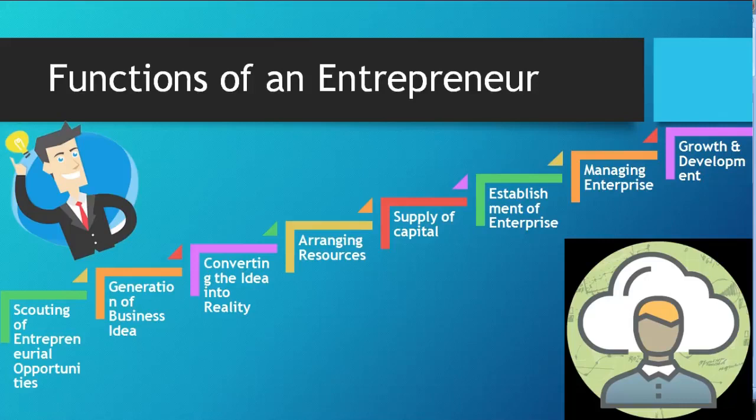The next step is supply of capital. In several cases, entrepreneurs start business enterprises with their own financial resources. Thus, they supply initial capital to the business and undertake business risk. However, technocrat entrepreneurs approach financial institutions to raise risk capital for their ventures or enter into a partnership with those who can contribute capital to their businesses.